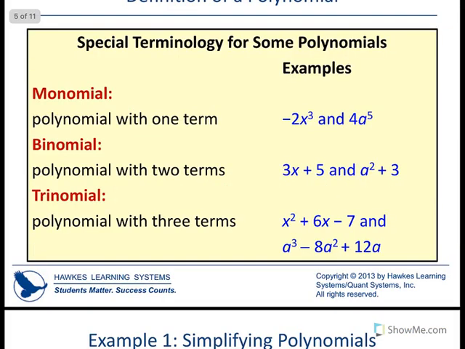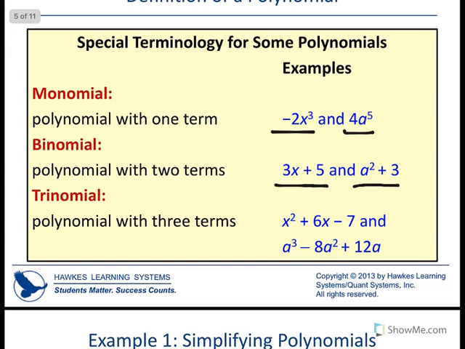Okay, so we have special terminologies when dealing with monomials. A monomial is when you're only dealing with one term. So this is negative x to the 3rd power and 4a to the 5th power. So that only has one term. A binomial is a polynomial with two terms. So you have 3x and 5, and then you have a squared plus 3.